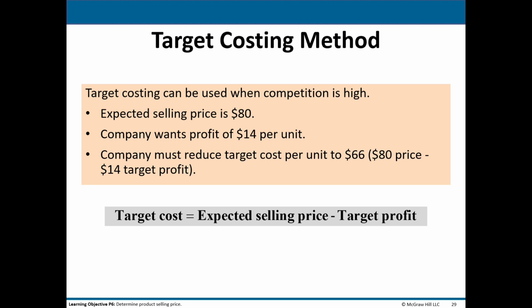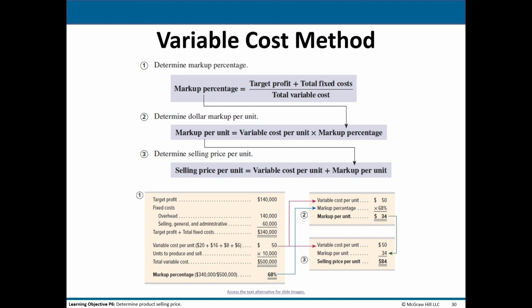So let's look at the variable cost method. This determines the price by adding a markup to variable costs. The markup is set to cover your fixed costs plus your target profit on top of the variable cost. So 3 steps are needed here. First, determine your markup percentage. That is your target profit plus your total fixed costs divided by your total variable cost.